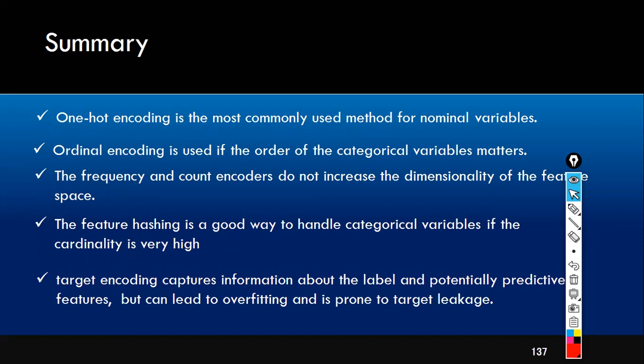In the case of target encoding, we encode the categorical values of the feature by using the target value. That we will discuss later. To summarize, one hot encoding is the most commonly used method for nominal variables. Ordinal encoding is used for ordinal type variables. And we have something called frequency count encoders, feature hashing, and target encoding, which we will discuss if time permits, probably in a later session. At this moment, these are the three important things you should know. And dummy variable trapping we also discussed.